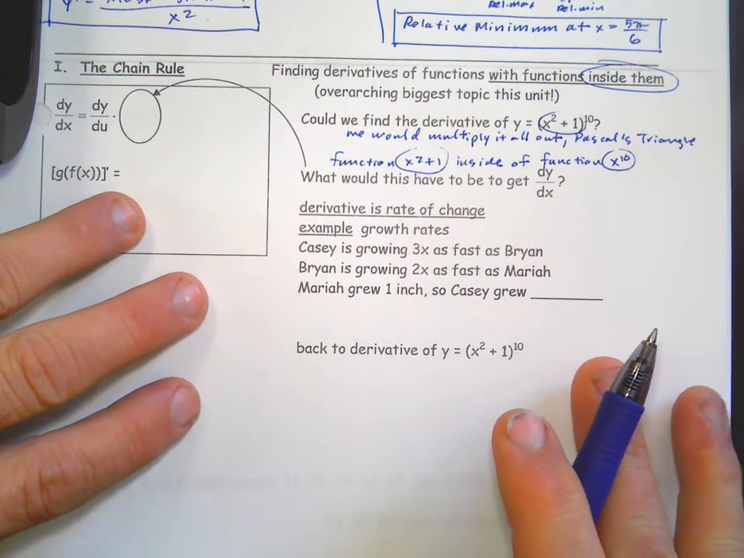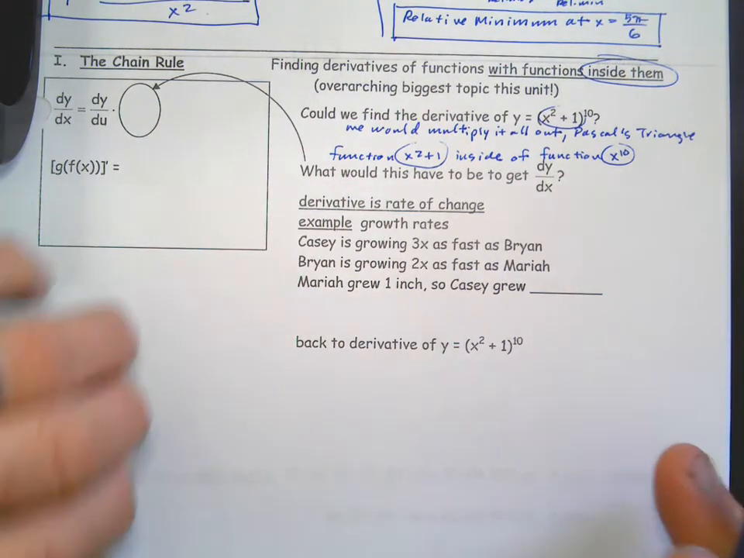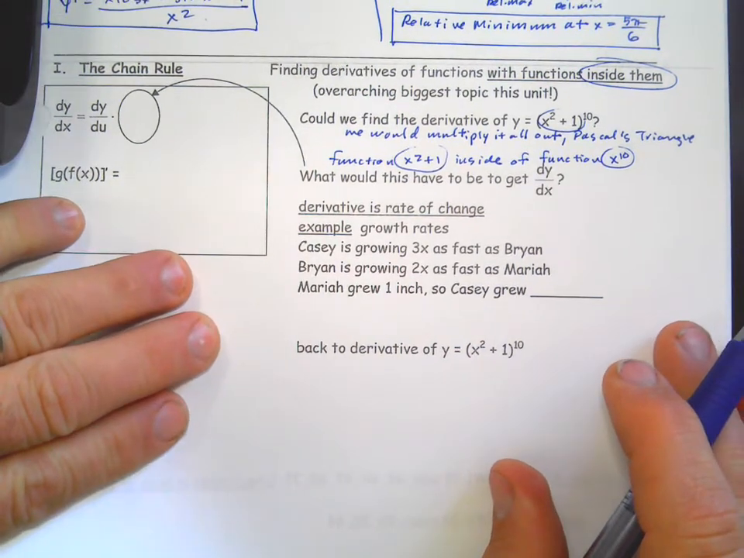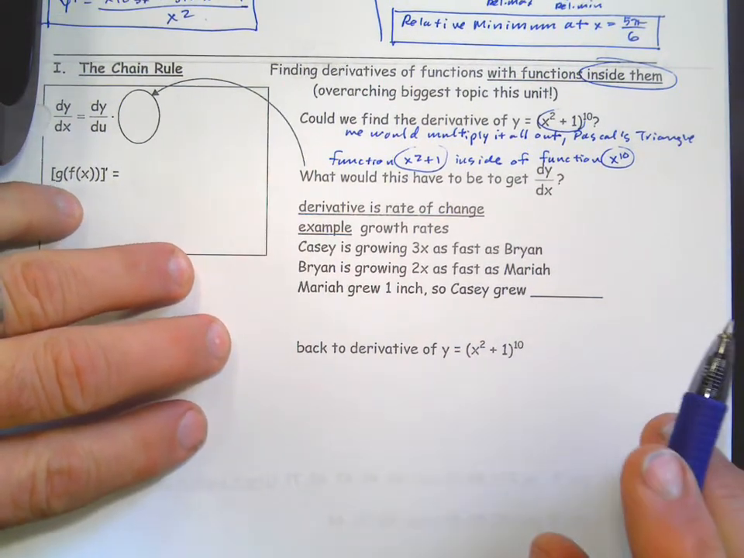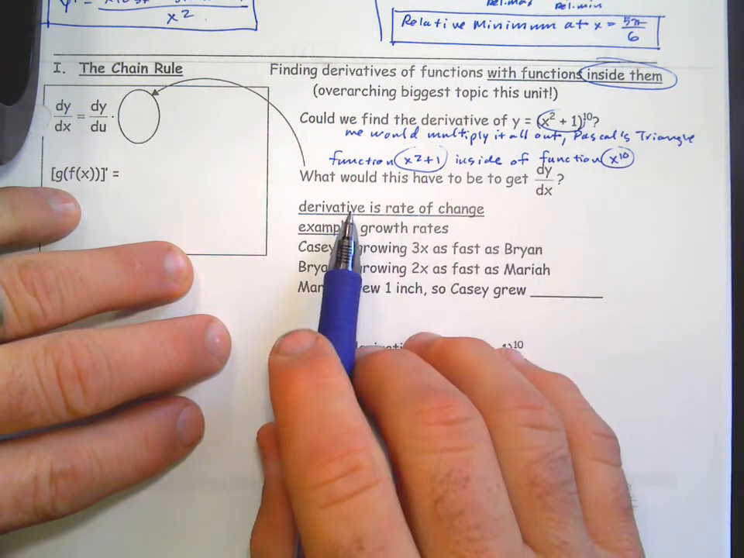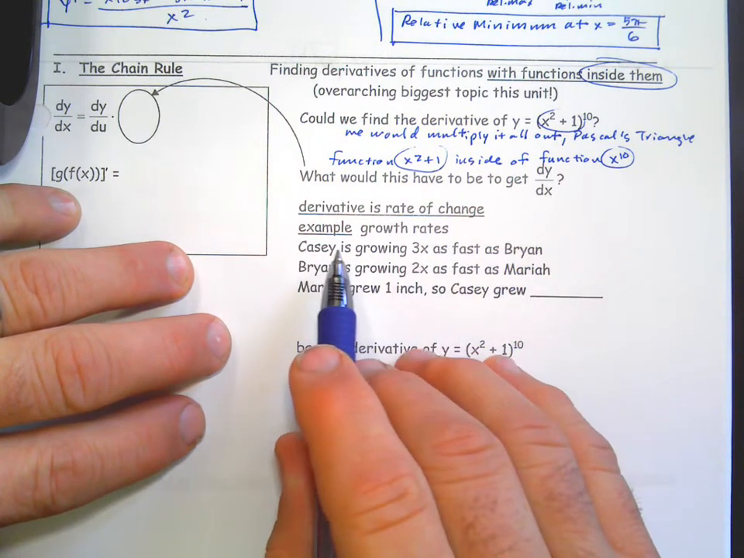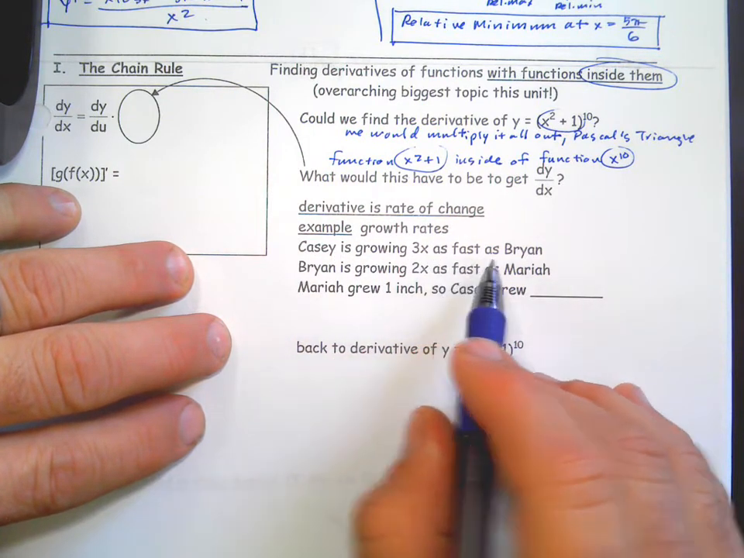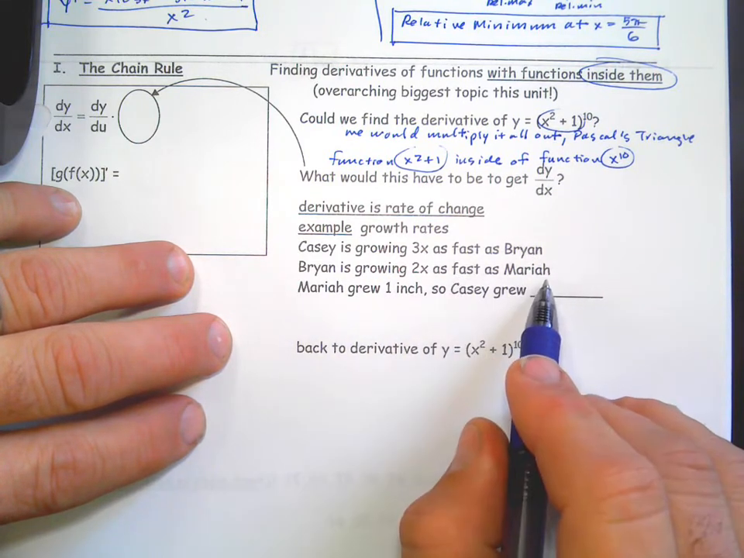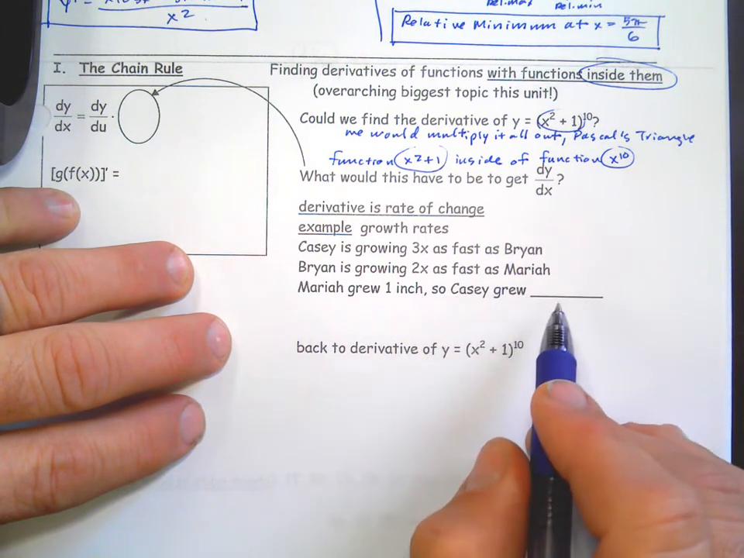Let me lead you through an example to help us get an idea of how to attack this. I think you could all probably do this problem. This isn't necessarily a calculus problem. Derivatives are rates of change, right? So here are some growth rates. Casey is growing 3 times as fast as Brian. Brian is growing 2 times as fast as Mariah. If Mariah grew 1 inch, how many inches did Casey grow?